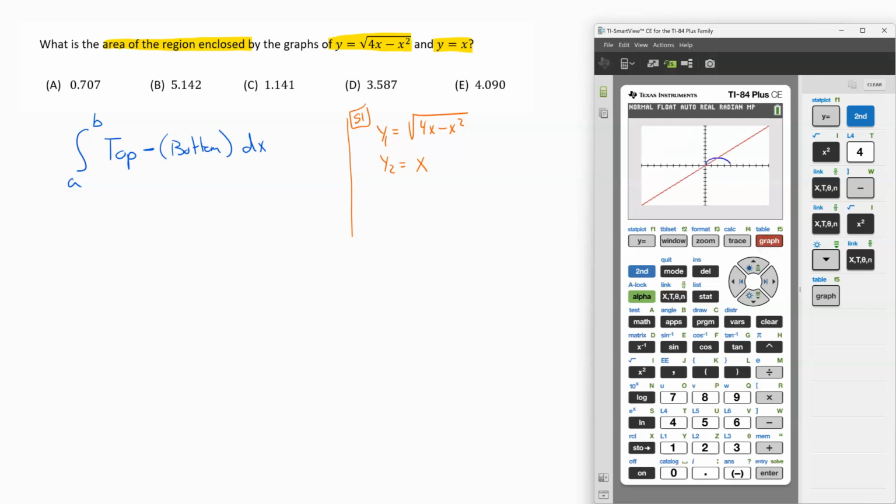So I graph them, and what I can see is I've got this region on the left-hand side here where the blue graph is above the red graph. So that's the region that we're talking about. That's the region bounded. So to start setting this up, I'm going to take the blue graph first.